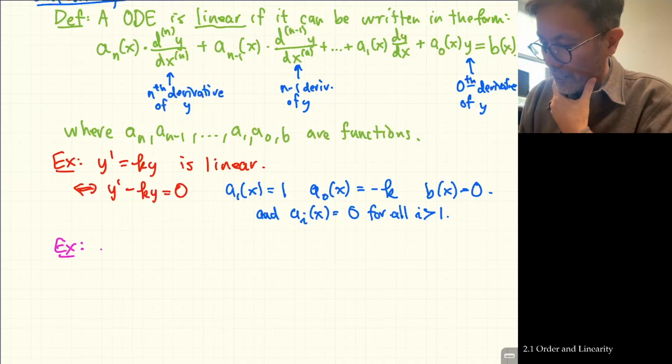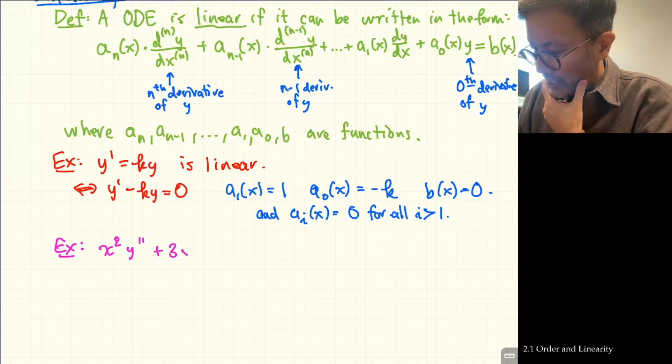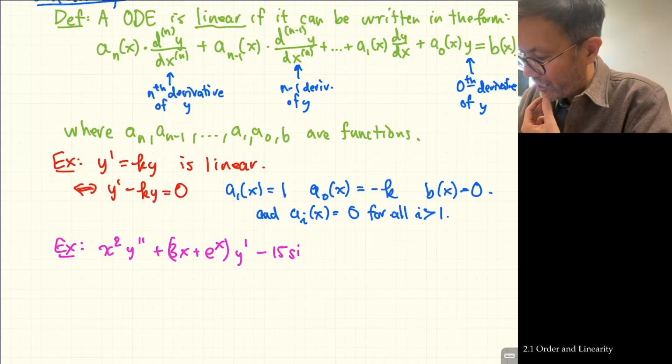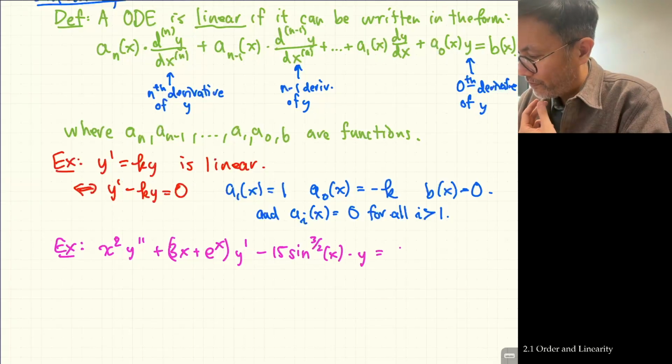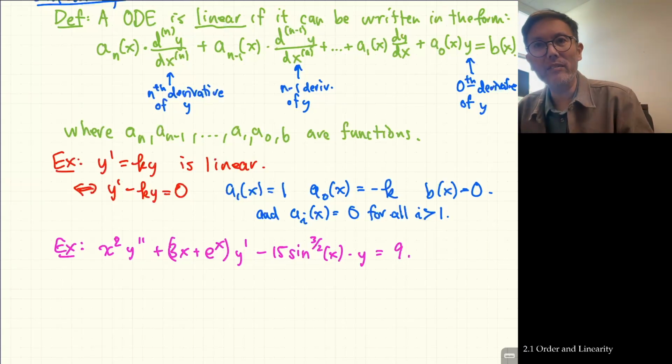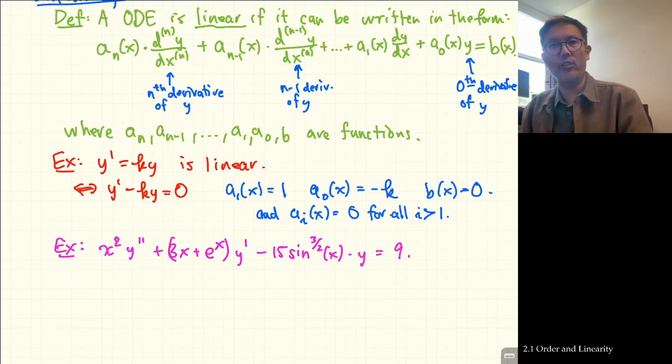Suppose that we had something like x squared y double prime plus (3x plus e to the x) times y prime minus 15 sine to the 3/2 power of x times y equals 9. Okay. I know it looks horrendous, but it is a linear differential equation.